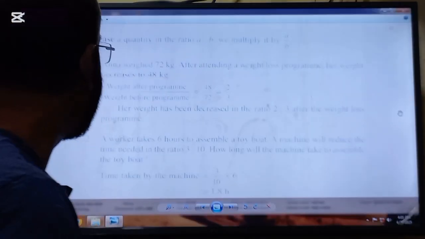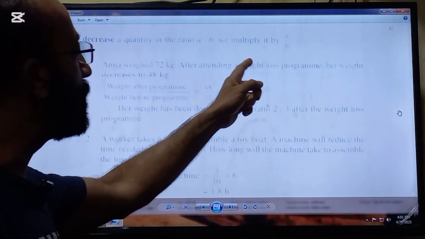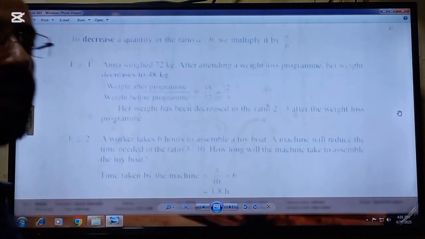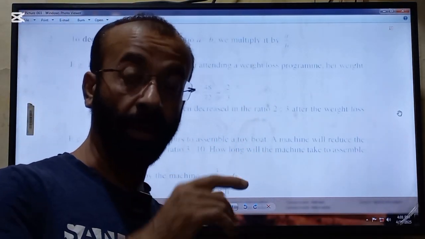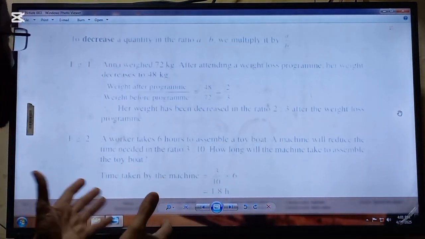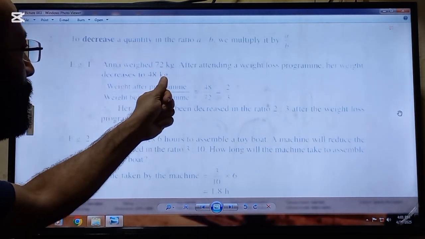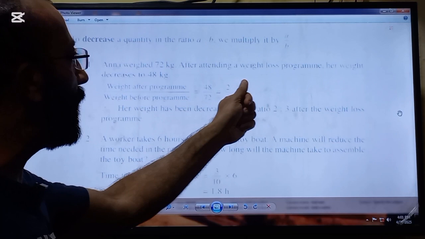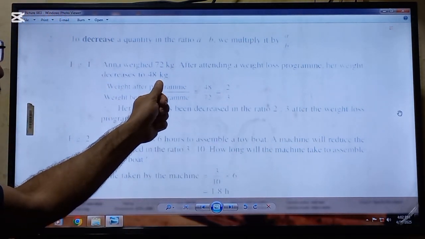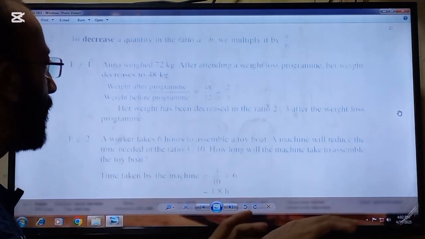The next point is, to decrease a quantity in the ratio A to B, we multiply it by A over B. So these will be the reverse of the increased ratio, because now decreased ratio questions are coming. Example number 1: Anna's weight is 72 kg. After attending a weight loss program, her weight decreases to 48 kg. So the previous quantity was greater and the new quantity is lesser.